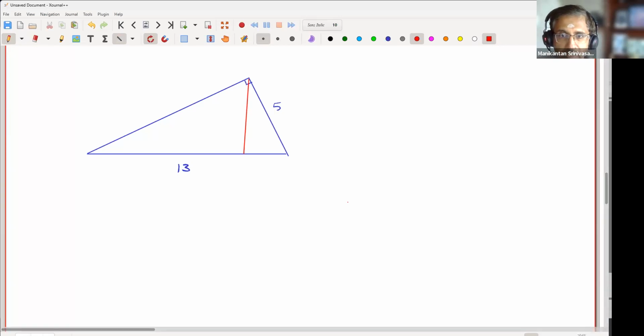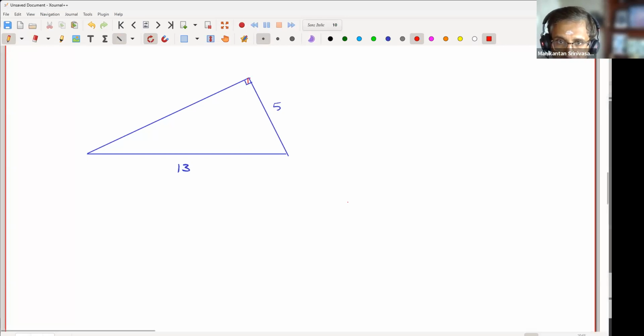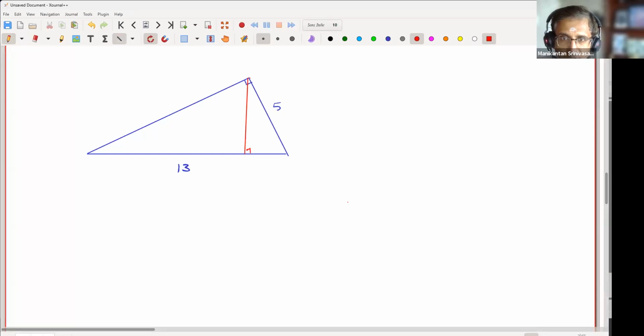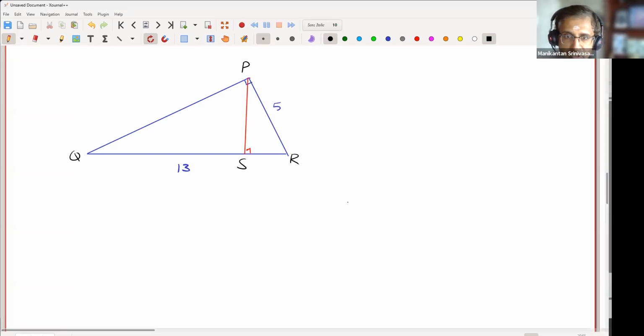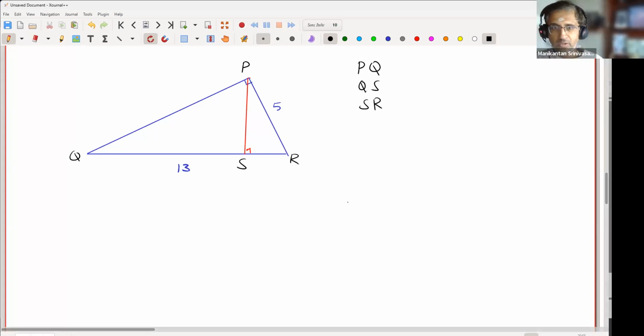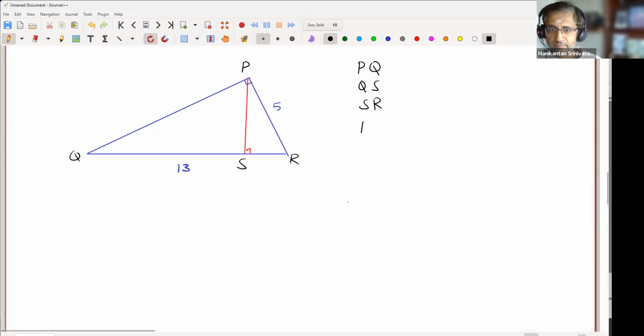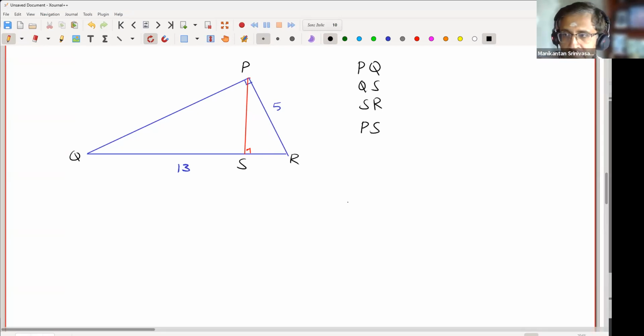Since we are bored with ABC, let's change the names to something else. So this is perpendicular. I'm labeling this as P, Q, R, S. I want you to find all the missing measurements. Find PQ, find QS, find SR, all of you, and PS. In fractions, all of it in fractions.